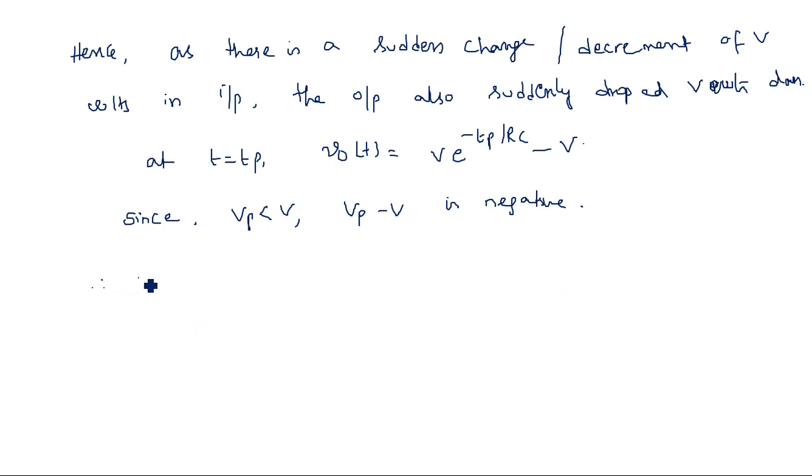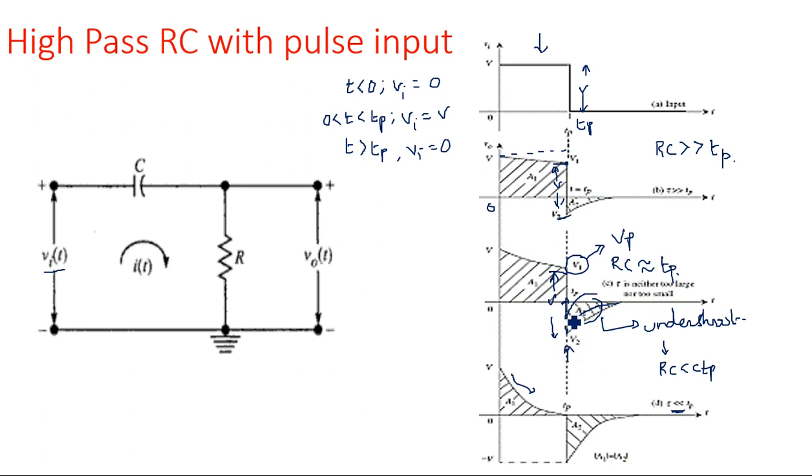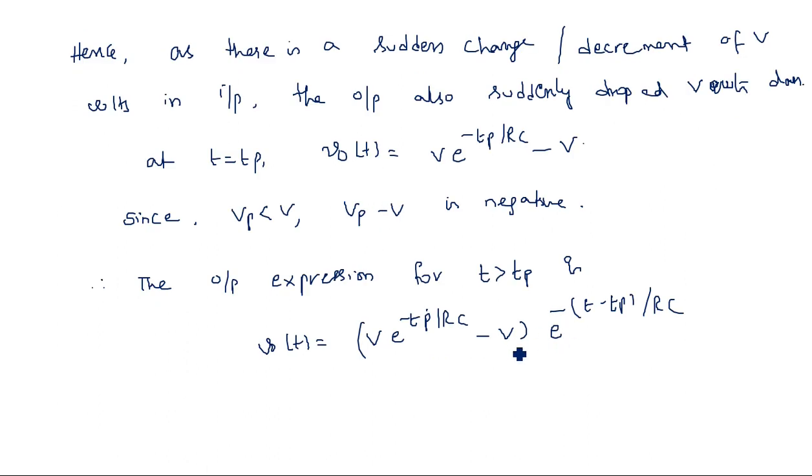Therefore, the output expression for t greater than Tp is V naught of t is equal to V into e power minus Tp by RC minus V. This is the voltage peak for the previous signal. Now at this particular point, the capacitor has some overshoot that goes from negative to 0. The exponent becomes t minus Tp by RC, because at this instant we need to eliminate the previous time period, nothing but Tp. That's why it is like this. Okay, so this is the output voltage expression for the high pass RC circuit when a pulse input is applied.